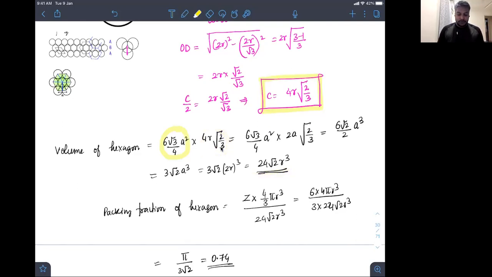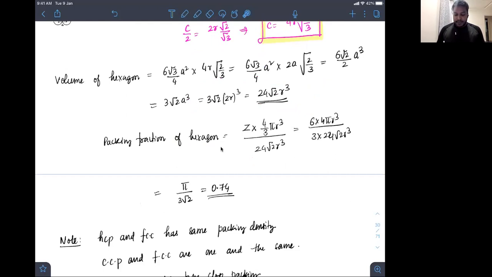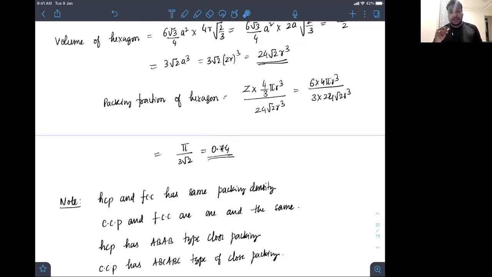Now we got the volume here. Based on the volume, we can calculate the packing fraction. Packing fraction is the contribution multiplied by the volume of one marble, divided by the total volume of the hexagon. On doing that, we are getting 0.74, which is exactly the same as FCC. And this tells us a very important fact: whether it is HCP or FCC, as long as you have closed packing, because that is the closest packing we can imagine, either AB type or ABC type, in this closed packing the packing fraction remains the same. So we will get this as 0.74.